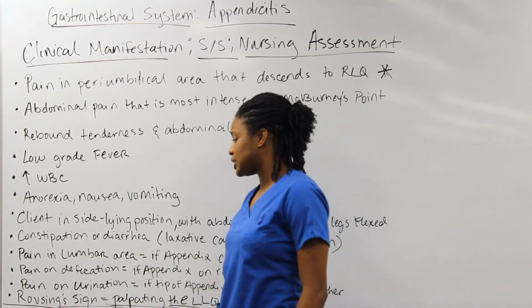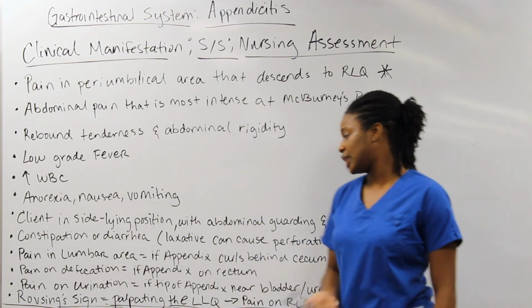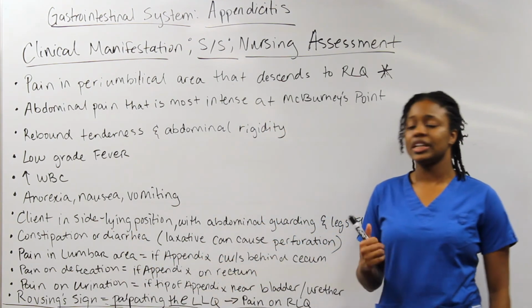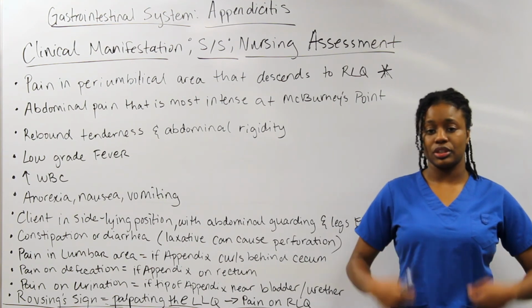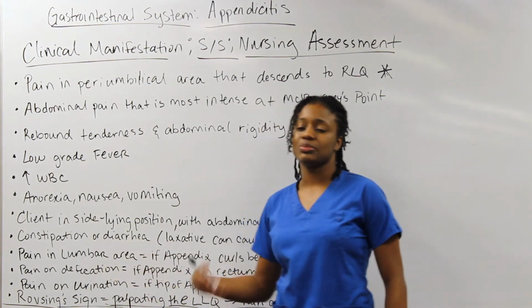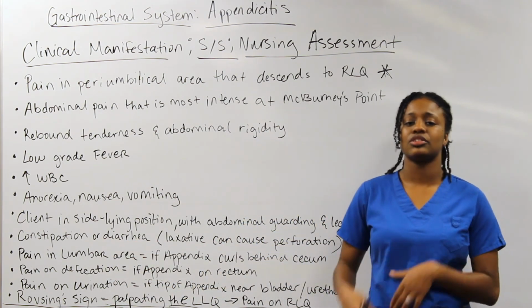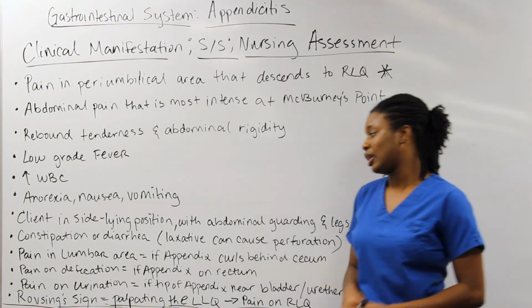And then last but not least, you have pain on urination. And pain on urination, again, it could be that the tip of the appendix is near the bladder or the ureters of the bladder, okay? So again, the pain is going to be dependent on where exactly the appendix is resting, okay? But for the most typical answer, it's going to be on the right lower quad, all right?